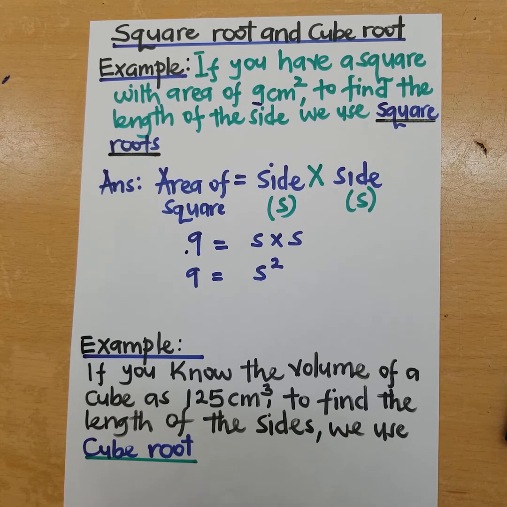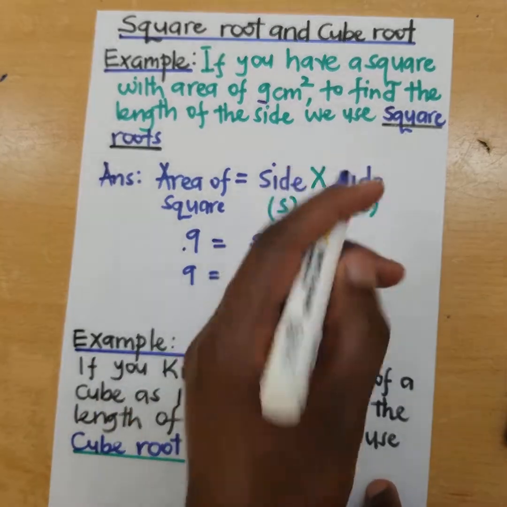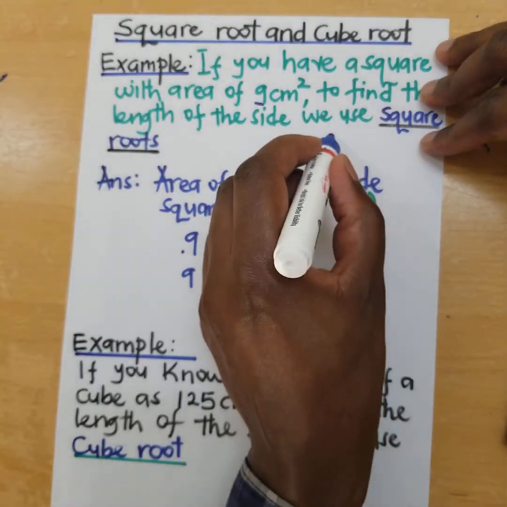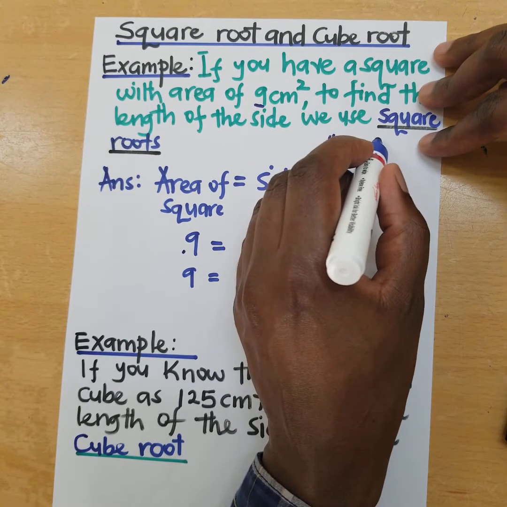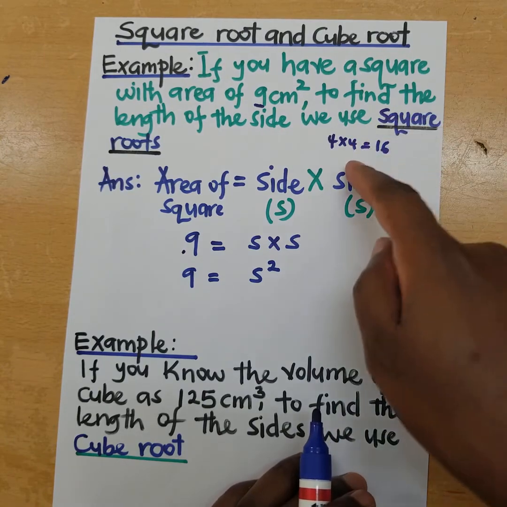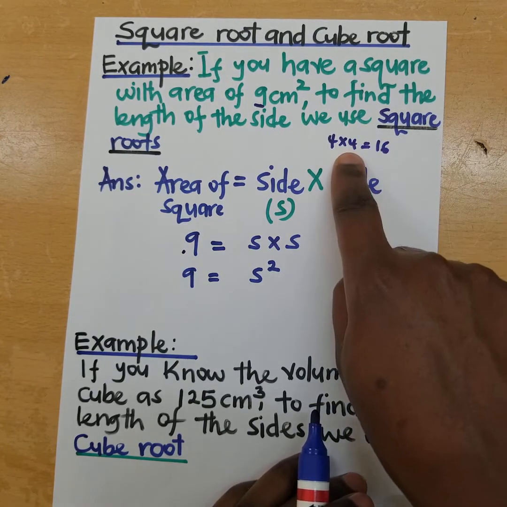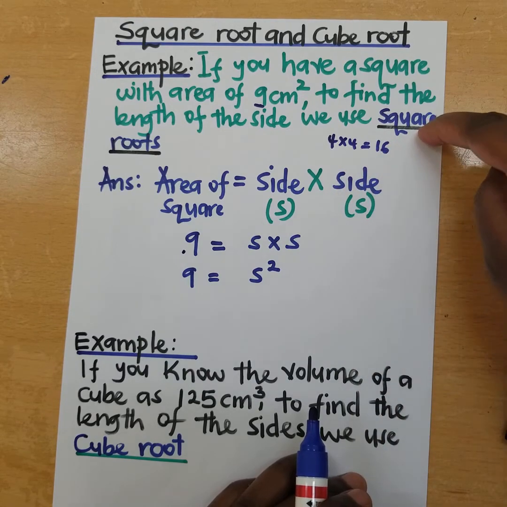For example, if I have 4 times 4, it is the same as 16. If I want to go back to get one of these 4s, I'll use what I call the square root. Okay, I'll use what we call the square root.